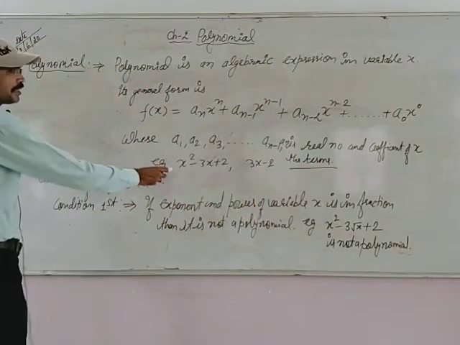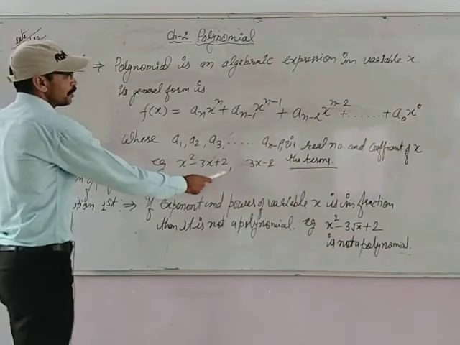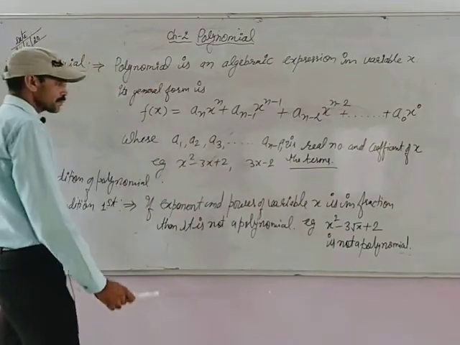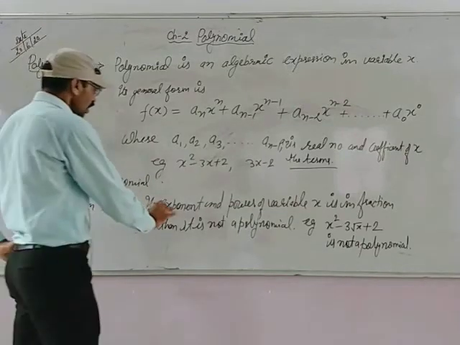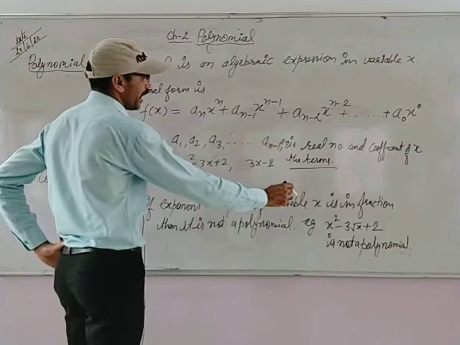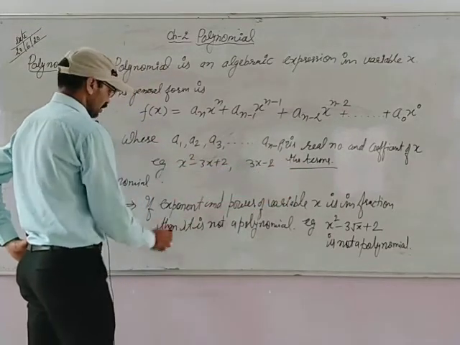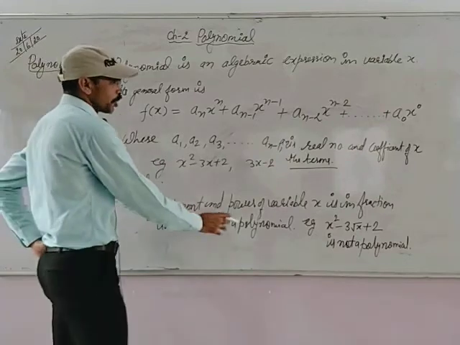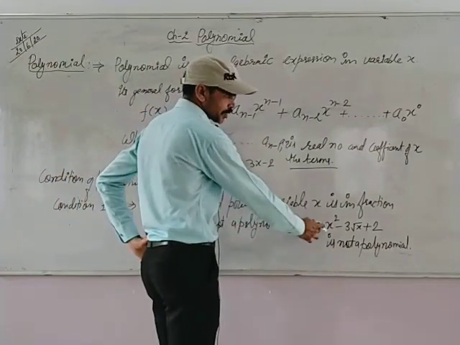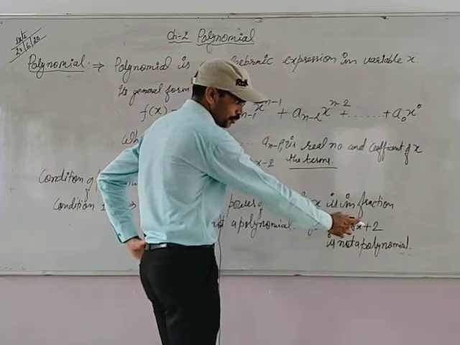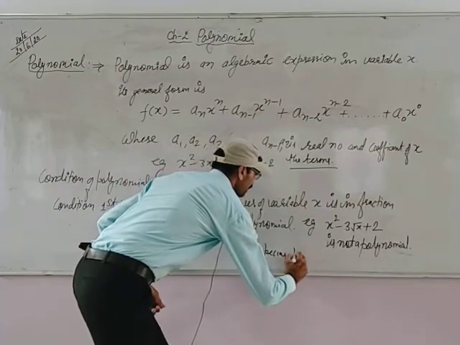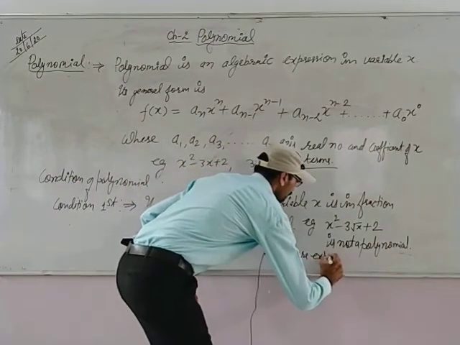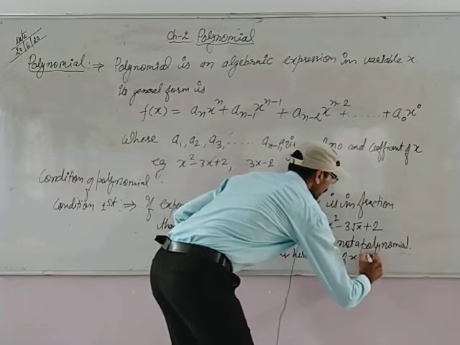Now examples: x square minus 3x plus 2, 3x minus 2. Conditions of polynomial: which are polynomial, which are not polynomial. We can say condition number first, if the exponent or power of variable x is a fraction, then it is not a polynomial. Example, x square minus 3 root x plus 2 is not a polynomial because here the exponent of x is 1 by 2.